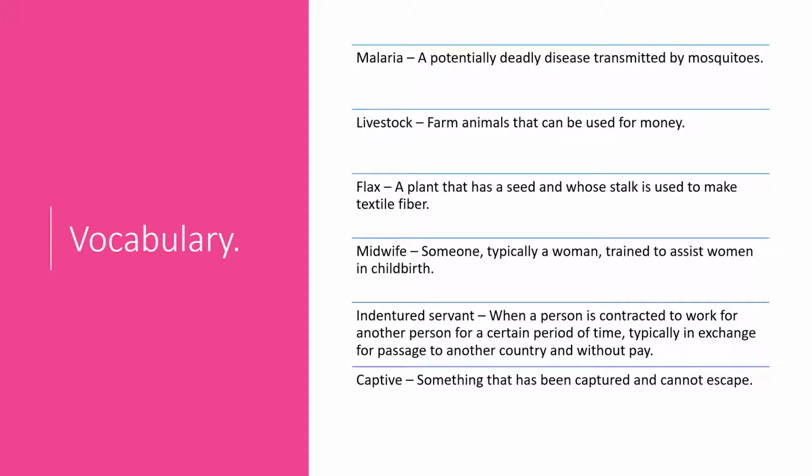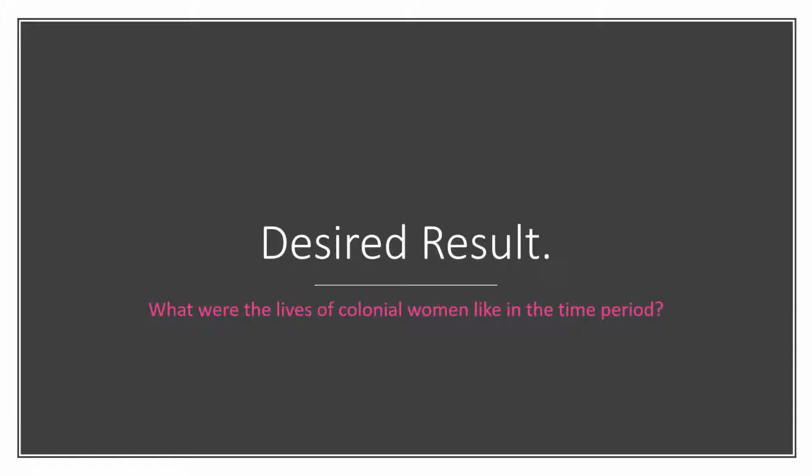Vocabulary. Malaria is a potentially deadly disease transmitted by mosquitoes. Livestock are farm animals that can be used for money. Flax is a plant that has a seed and whose stalk is used to make textile fiber. A midwife is someone, typically a woman, trained to assist women in childbirth. An indentured servant is a person contracted to work for another person for a certain period of time, typically in exchange for passage to another country and without pay. And a captive is someone who has been captured and cannot escape.